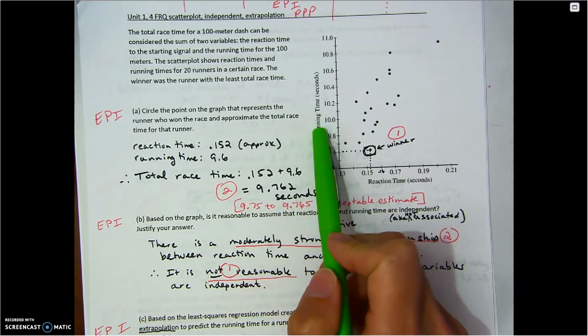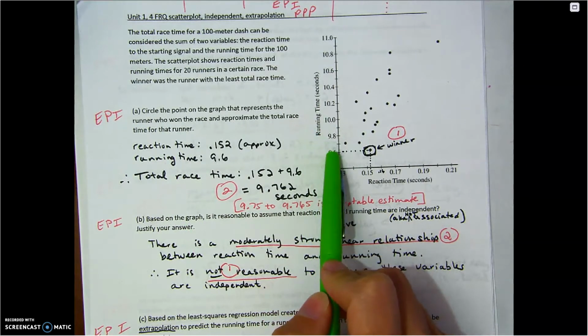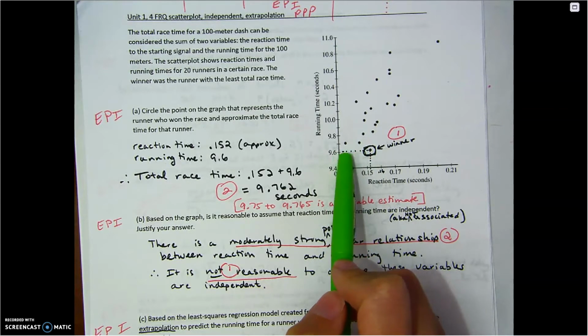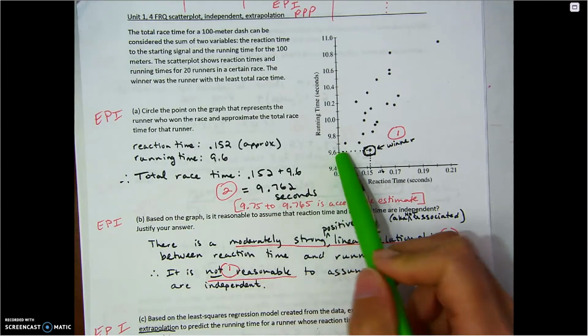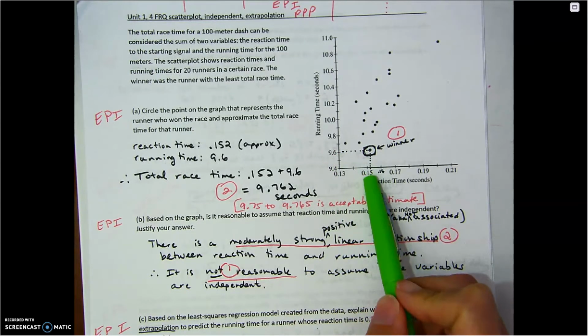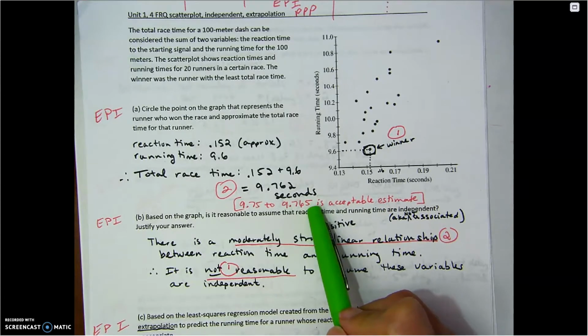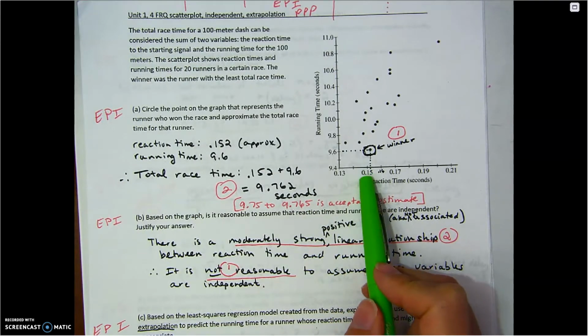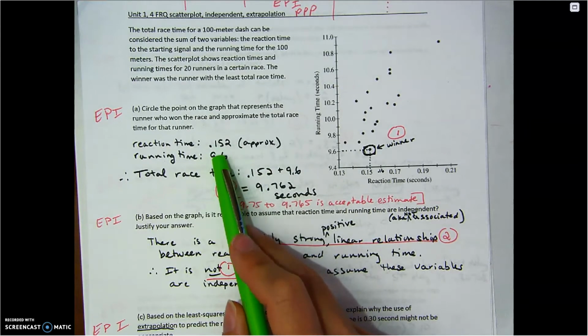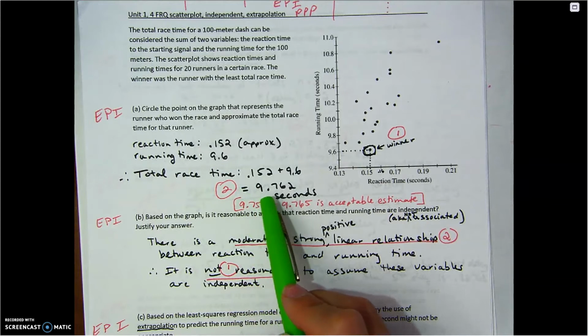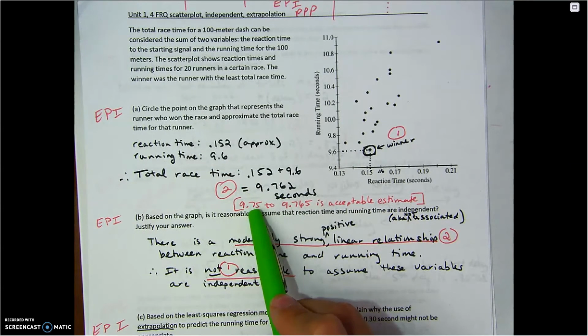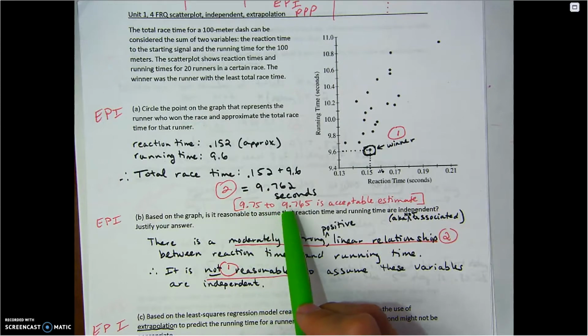All right, so we want the fastest run time. So it looks like here's my winner. There we go. So this winner ran the race in about 9.6 seconds. And the reaction time, this one was a little bit iffy. You're going to notice they accepted a range here, so it's okay if you don't have the exact same number that I chose. But I went with something a little higher than 0.15 but less than 0.16, so I went with 0.152. All right, so combining those two together, this person's race time was about 9.752 seconds, but anything from 9.75 to 9.765 is an acceptable estimate.